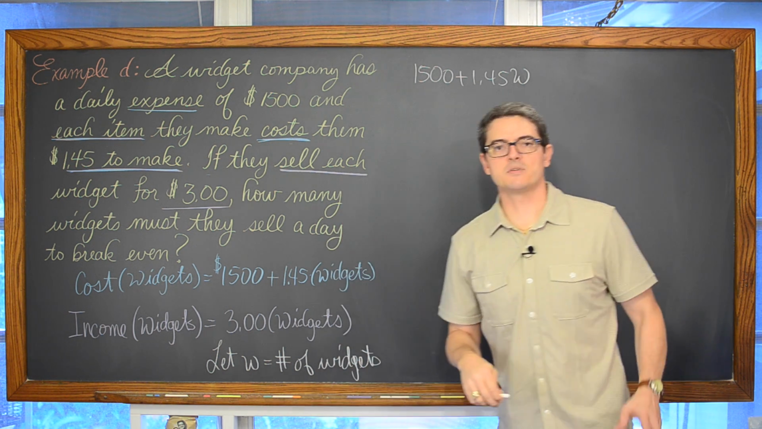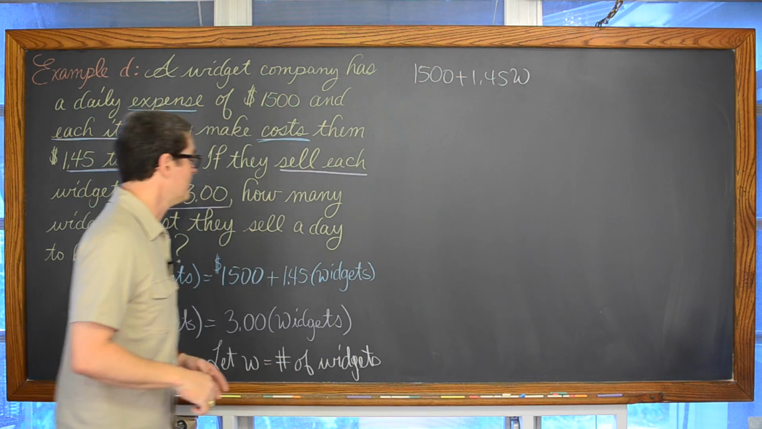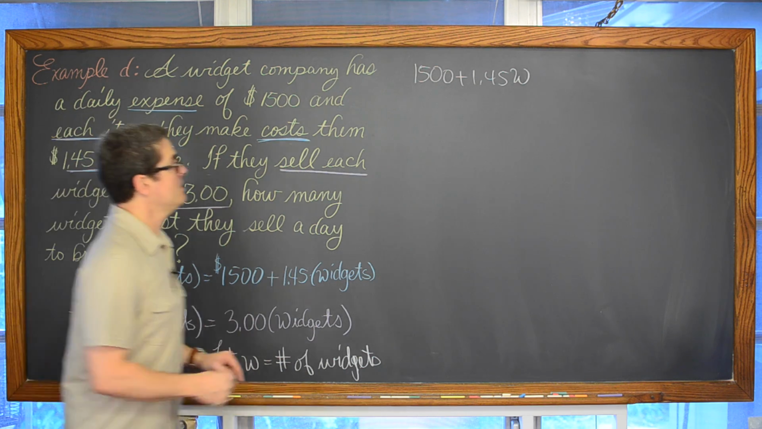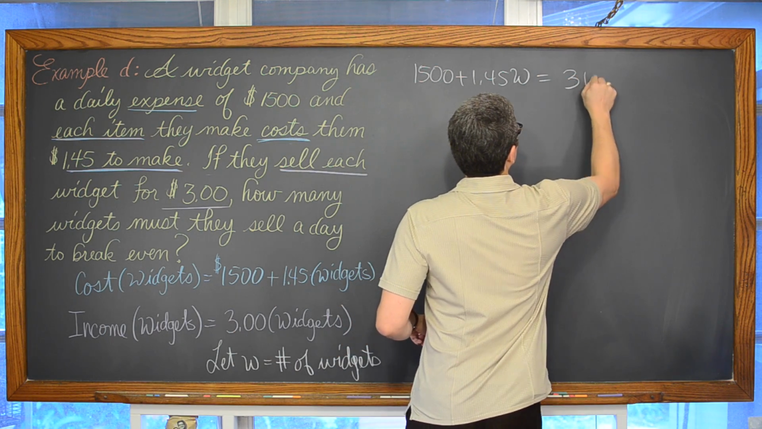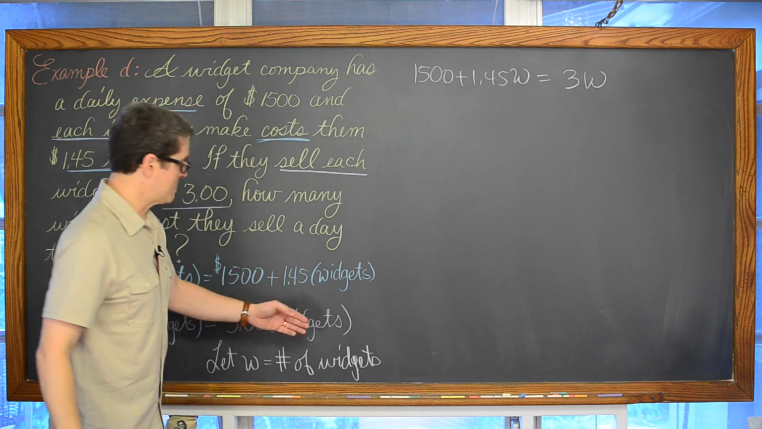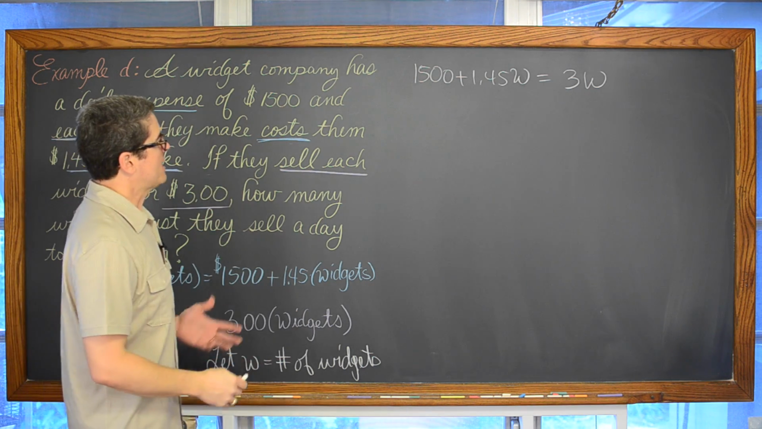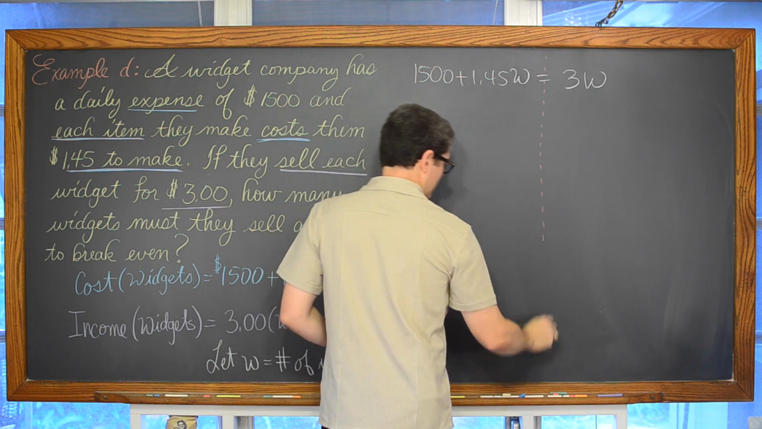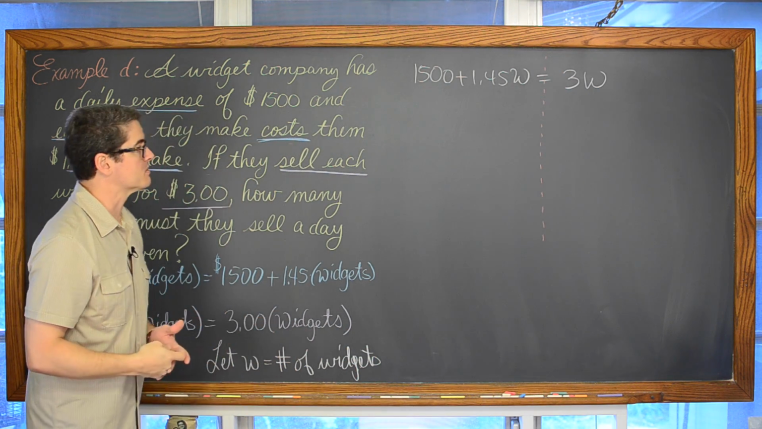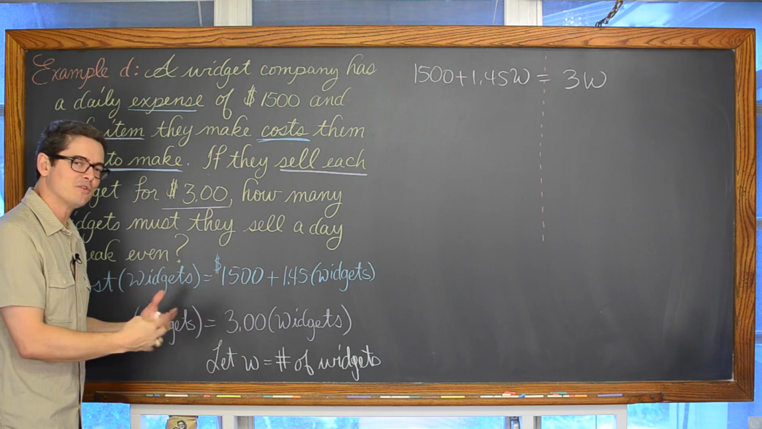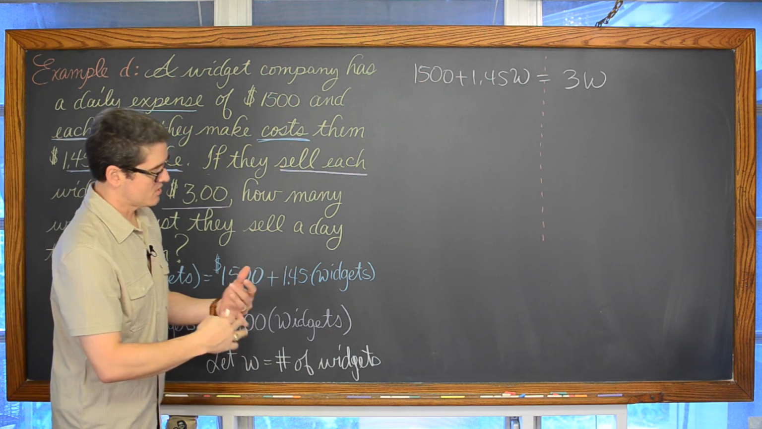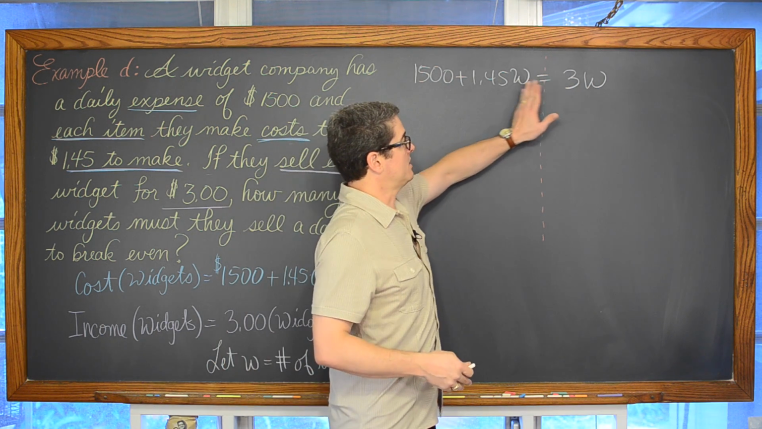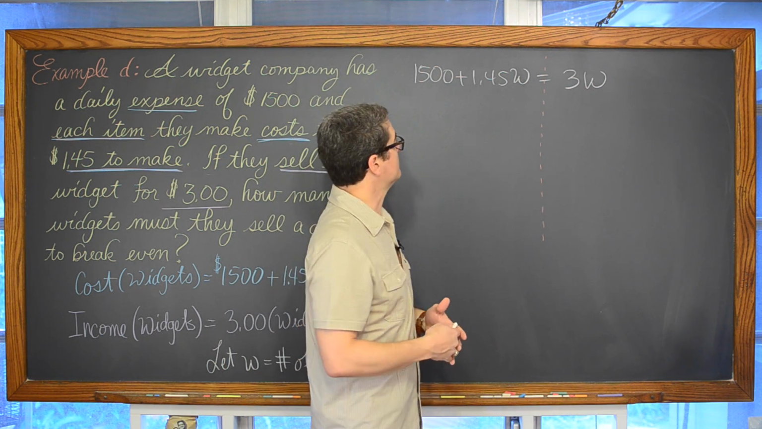when setting up word problems, it's always extremely important to define the variable. So we have 1,500 plus 1.45W is equal to 3W, 3 times the number of widgets. Okay, so now we have to solve. This is an easier problem than pretty much any of the ones we've solved so far in this lesson. We don't need to look for parentheses or combine like terms, none of that. We need to get the variables on the same side of the equation.